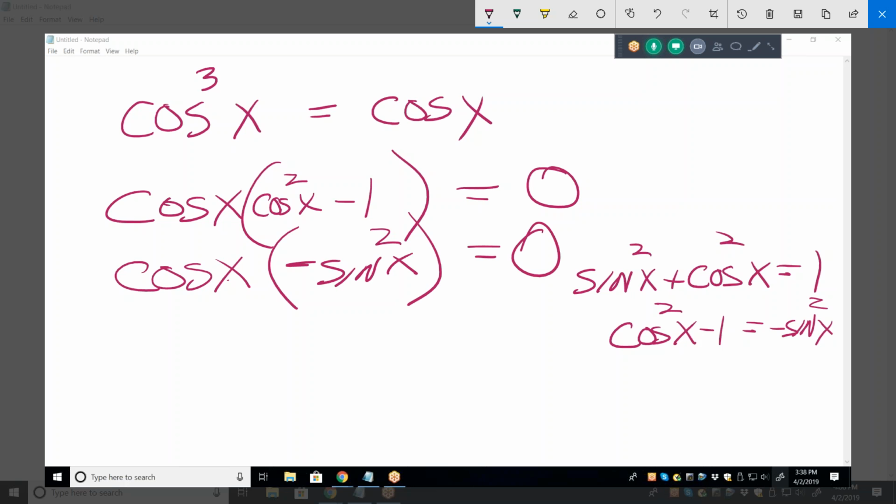Okay, so again, set them both equal to 0. Okay, so we're going to end up with cosine x equals 0. Let's solve that one. Remember, there's going to be two answers. Cosine of x is equal to 0. So that is 90 and 270.